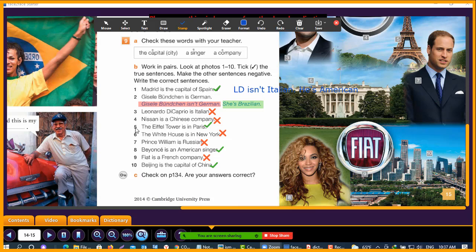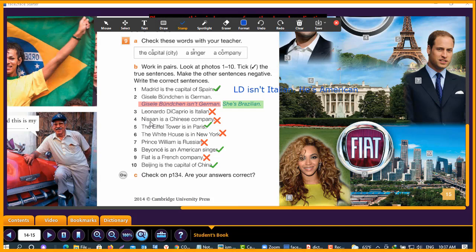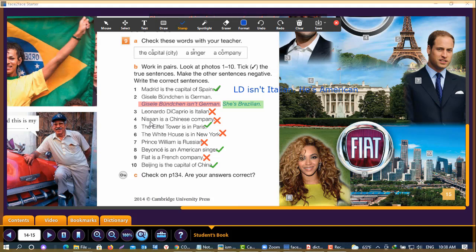Usama, tell me number six. The White House isn't in New York. It is in Washington. Very good. Ibrahim, number seven. Prince William isn't Russian. Prince William is British. Very good.